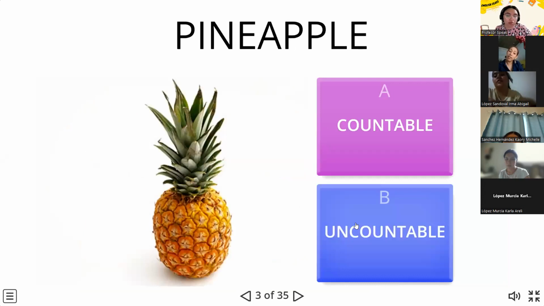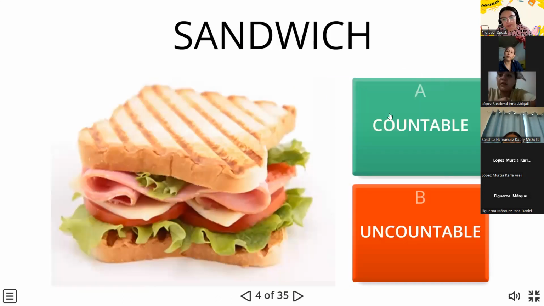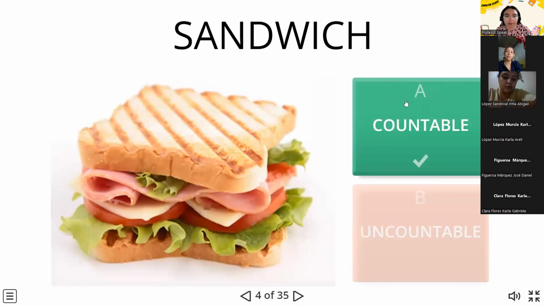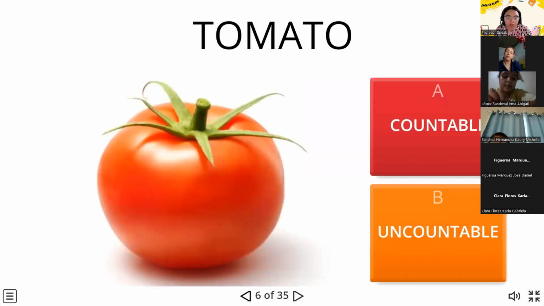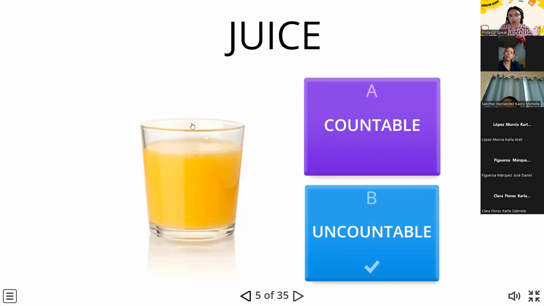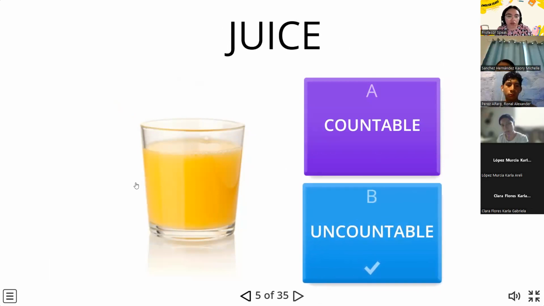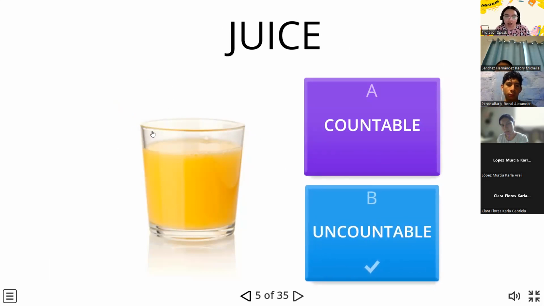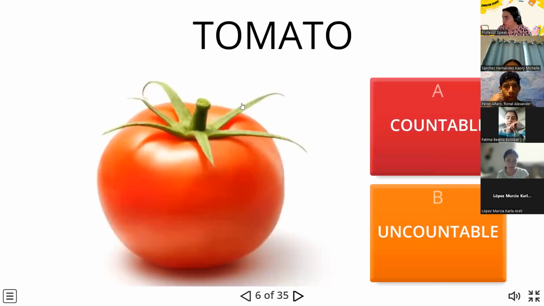What about pineapple? Countable. Very good. What about sandwich? Countable. Okay. What about juice? Uncountable. Si yo quiero hacer juice countable, ¿qué podría decir de esta foto? Juice in general is uncountable. Pero miren esta foto. ¿Cómo podemos expresar esta foto? A glass of juice, exactly. Un vaso de jugo. Así lo hacemos countable. All right, a glass of juice. Very good. Okay, so what do we think about tomato?